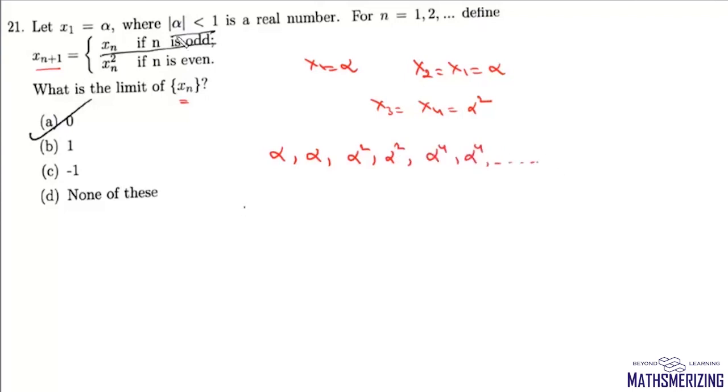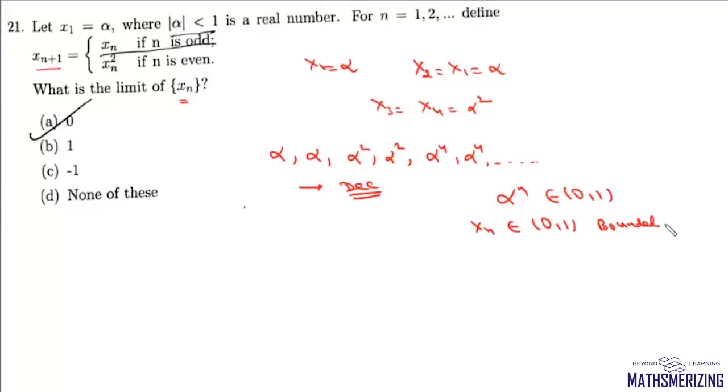And since alpha lies between -1 and +1, this sequence is a decreasing sequence, and alpha to the power n will lie between 0 and 1. So any xn will lie between 0 and 1. So this sequence is decreasing and it is bounded. Now since the sequence is decreasing and bounded, it is a convergent sequence.